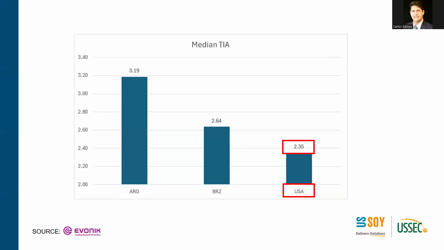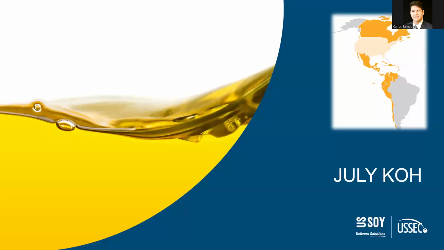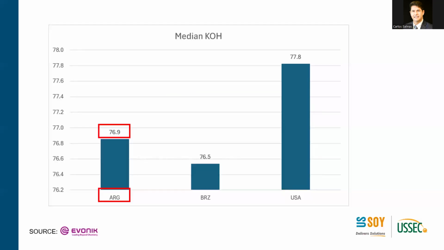Another factor that I always like to review, and this is the data again from July, is KOH. KOH is a measurement of digestibility. And when we take a look at the KOH, we see certainly that Argentina has a number very close to 77%, Brazil 76.5%, and the U.S. stands out certainly with a number of almost 78% KOH.